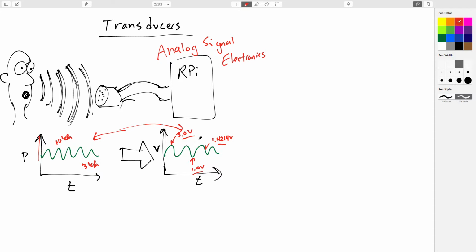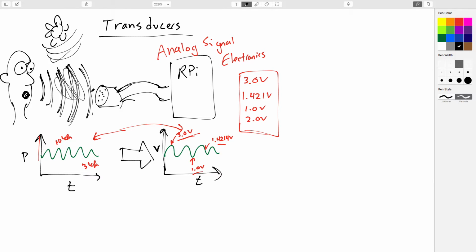Now, if we were to actually plot out all of these numbers over time, maybe you'll have 3.0 volts, and 1.421 volts, and 1.0 volt and 2.0 volts and all these things. There's information in these. And ideally, in an ideal world, we'd get that information perfectly. But in real life, what happens is you have noise. You have a fan or something in the background, and that's generating its own sound, which is then messing this up. That ends up causing problems with the pressure, and then your voltage reading gets noise on it as well.